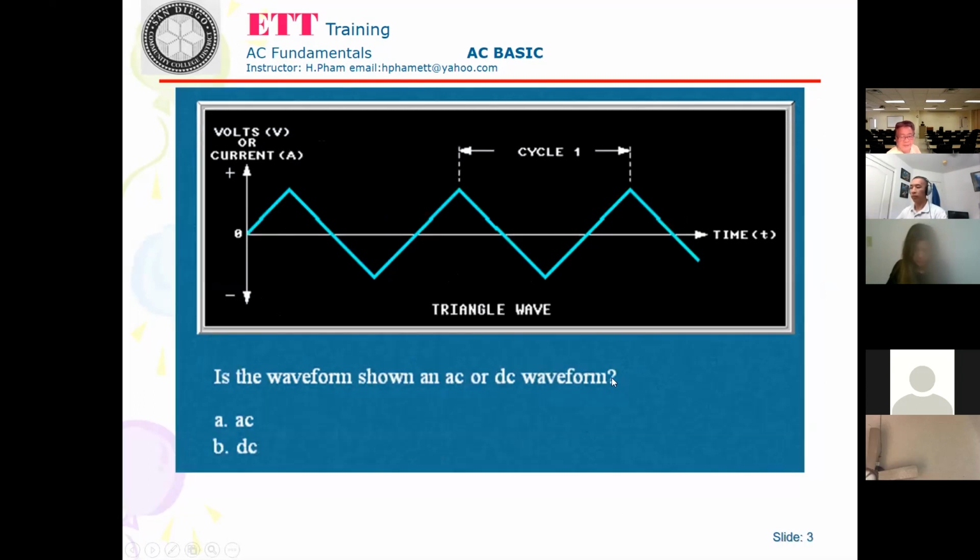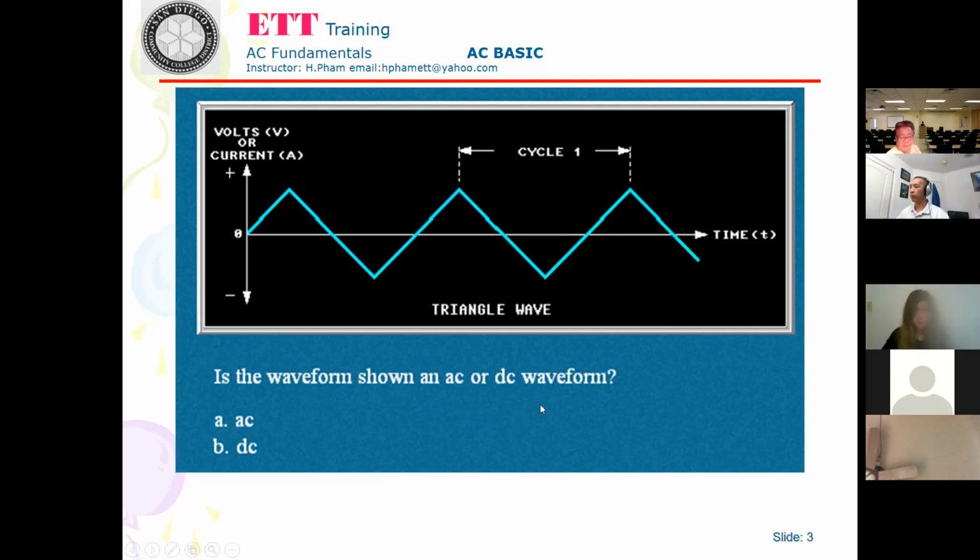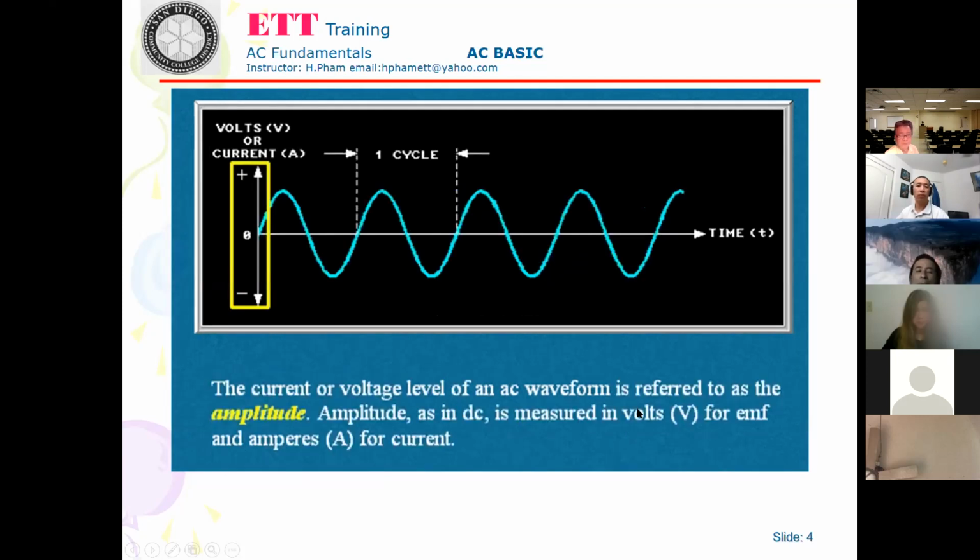If you get any question, just stop me, okay? And in this waveform, this is a triangle wave. In the waveform, is it AC or DC, which one? Easy, AC. Yeah, they vary with the time. Okay, and now in here, the current voltage level, they refer to the amplitude, okay? And they will be measured in volt.